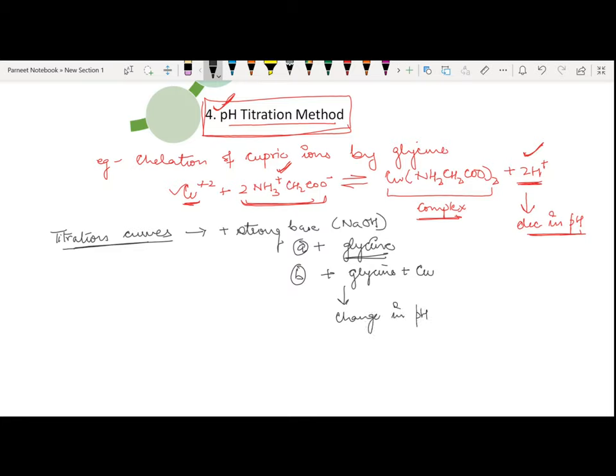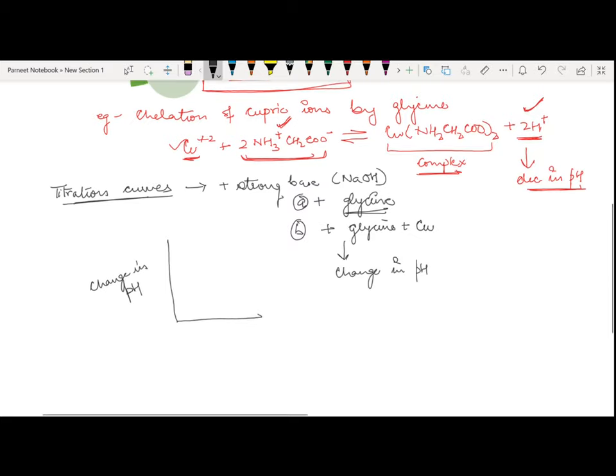We will plot a graph between change in pH on the y-axis and amount of sodium hydroxide, in ml NaOH, on the x-axis. We will get this type of curve, this one for glycine alone and this curve for the glycine and copper solution.